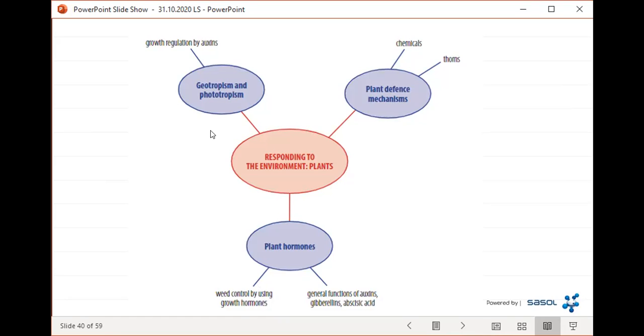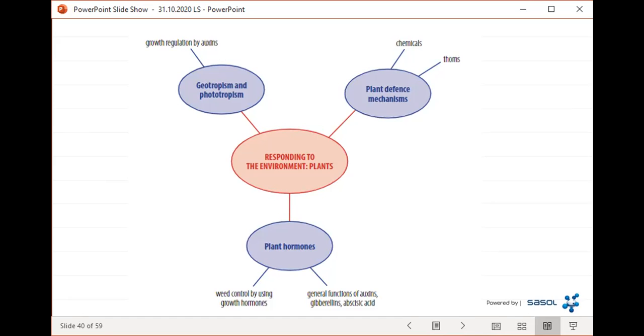Then we also looked at the different tropisms that exist in plants. We looked at geotropism, which is the effect of gravity on plant movement, and phototropism, which is the effect of light on plant movement. It is regulated by auxins, so you should know how these auxins work in order for geotropism and phototropism to take place. Remember we have negative as well as positive tropisms. A negative tropism means that the plant moves away from the stimulus, and a positive tropism means that the plant grows or moves towards the stimulus.